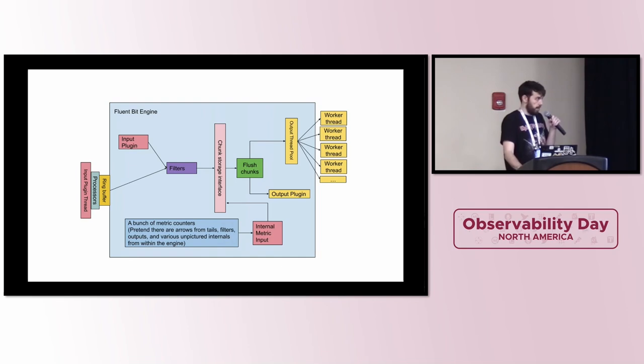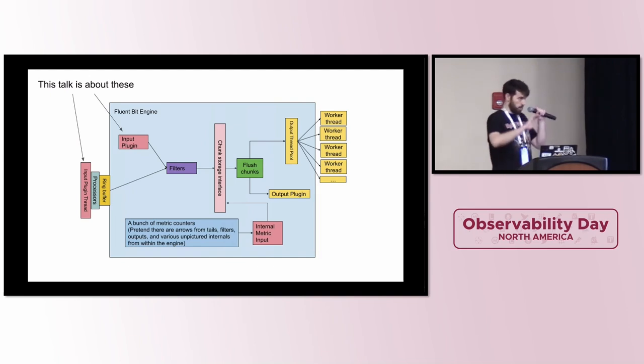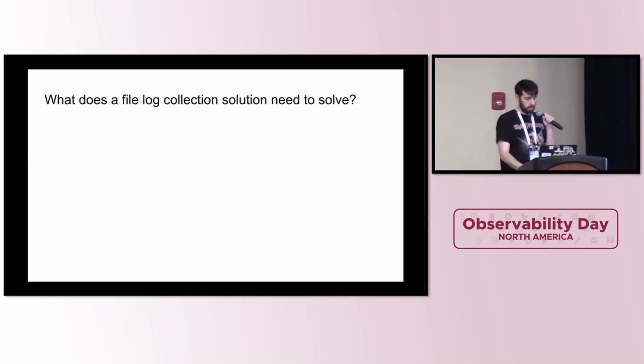This is a diagram that I drew for the full Fluent Bit engine back when I had the luxury of 40 minutes to do an internal talk at work. I only have time to talk about these things, so I'm not talking about anything else down the Fluent Bit pipeline. That's a whole other topic in itself. I'm only talking about Fluent Bit retrieving data directly from log files right now.